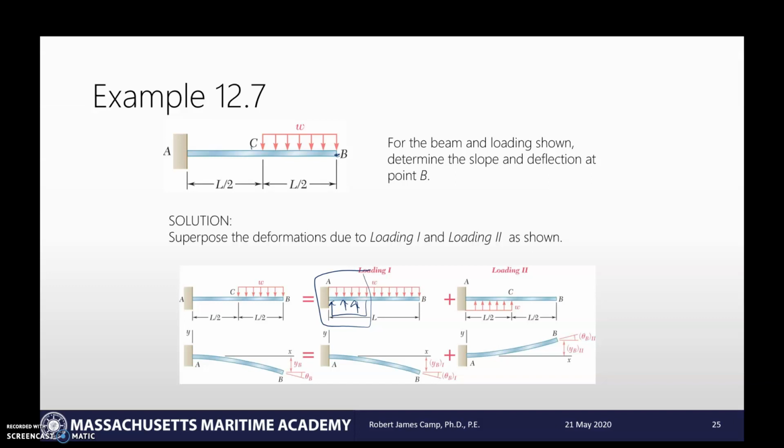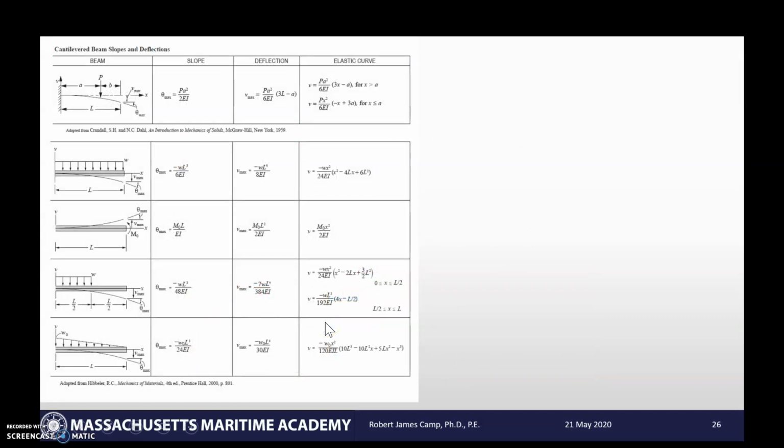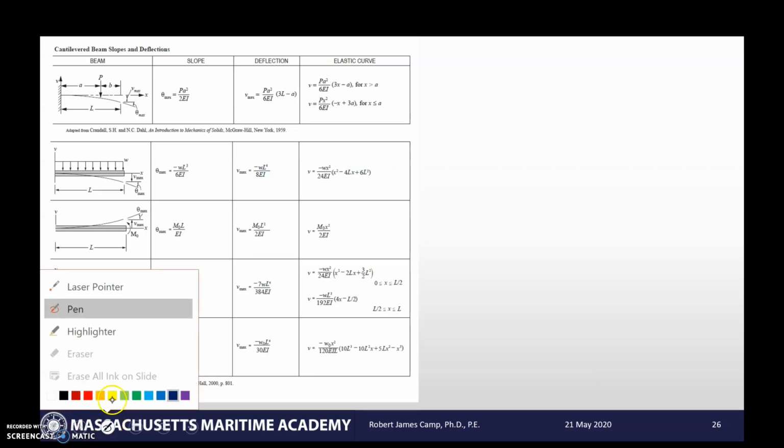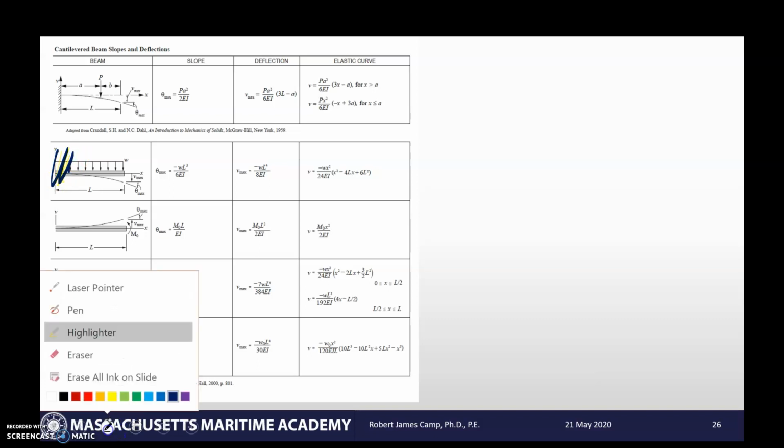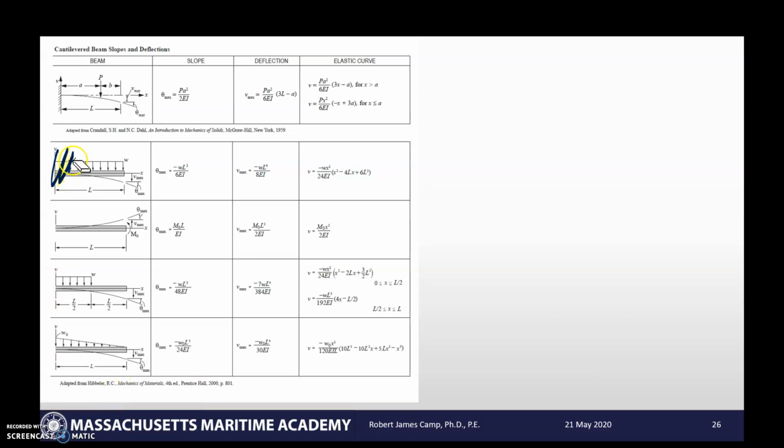So what are we going to do? Well, we're going to go to our charts and our tables. And so this is the page from the engineering equation manual. Let's identify the beams that we're going to use. We have this one here, and then we're going to use this one here, but we're going to use this one in a negative manner.